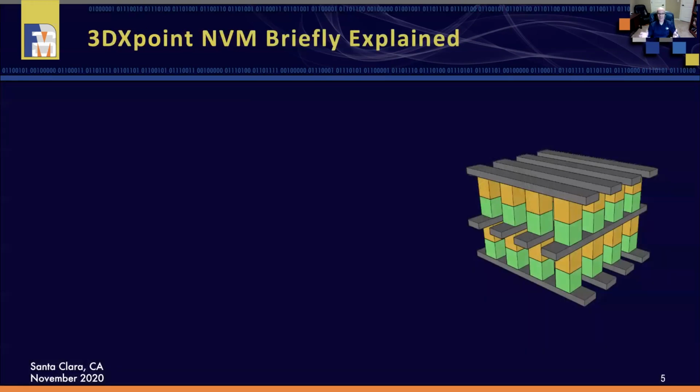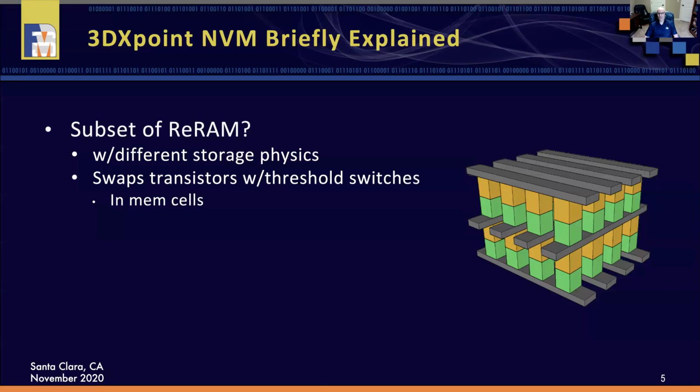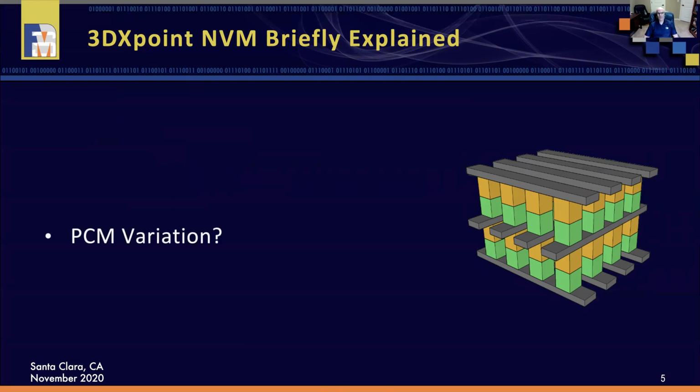I'm going to briefly explain what this non-volatile memory is. A lot of people think that it's ReRAM or a subset of ReRAM. That's because it uses different storage physics and it swaps transistors with threshold switches in the memory cells. And it looks a lot like resistor RAM, right? ReRAM. Other people think it's a PCM variation, partly because Intel and Micron had worked with some PCM materials before they came out with 3D XPoint.